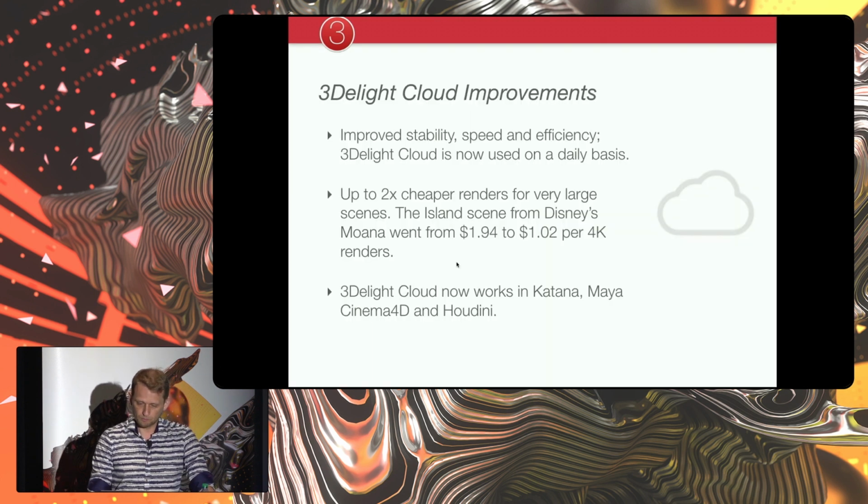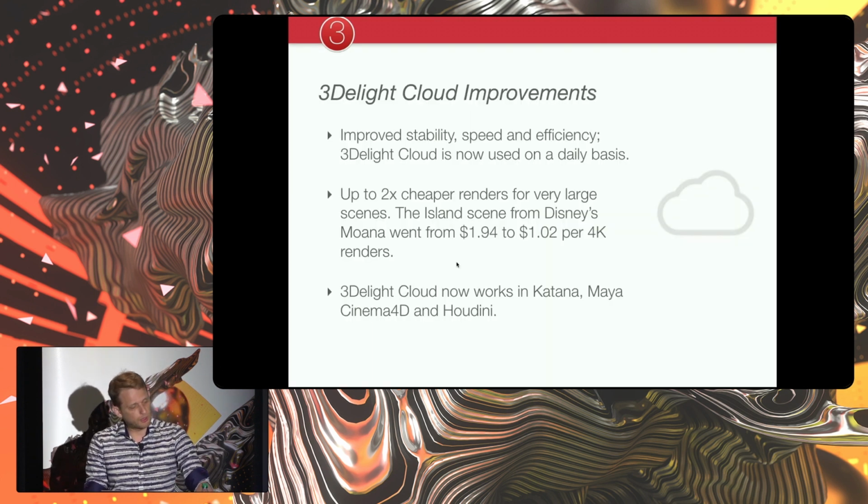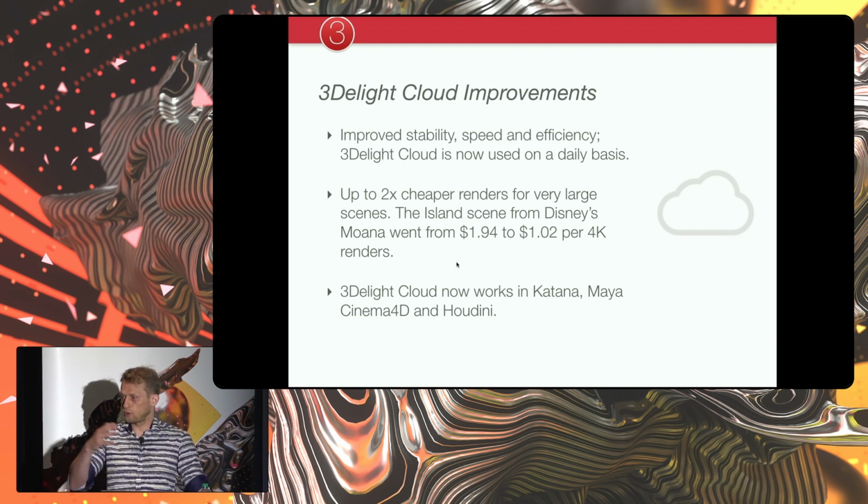And we also worked a lot on 3Delight Cloud improvements. We improved the stability, the speed, and the efficiency of it. It's now used on a daily basis. We also made it about twice cheaper. And how did we make it twice cheaper? Basically by optimizing 3Delight and also by optimizing the infrastructure that runs the system. So for example, for a large asset like Moana, we went from about $2 to $1 for a 4K render.